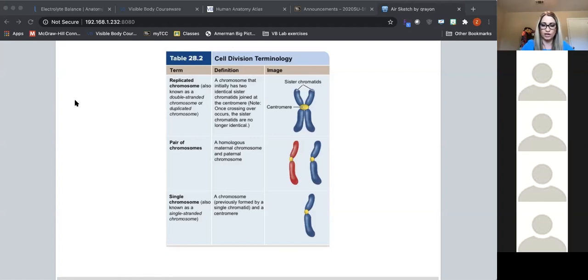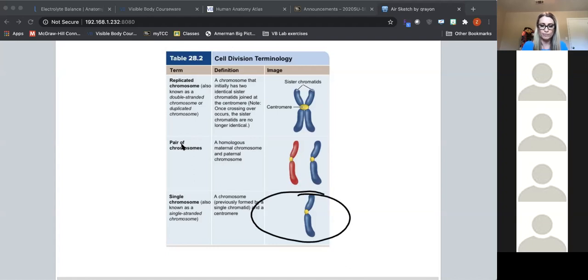So some cell division terminology that's important is shown in this table 28.2 here. I'm actually going to start with that single chromosome right here, okay? Your gametes, your sperm and egg cells, would have single chromosomes that would look like this. This is a single, unreplicated chromosome that's found in a cell that is not dividing, okay?